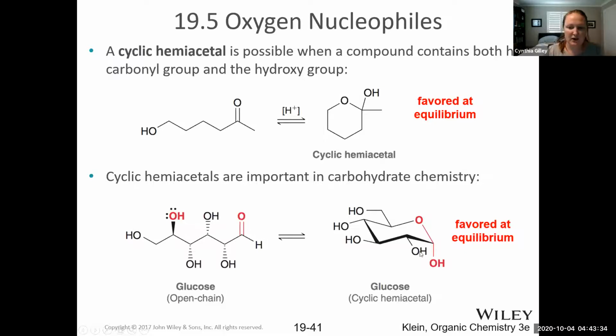Notice how all the OH groups, aside from this one, are all equatorial. So this is a very stable ring, and it's actually favored at equilibrium. So the majority of glucose molecules exist as their cyclic hemiacetal, and a very low percentage exists as the open chain aldehyde form.